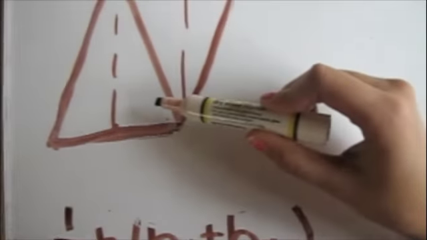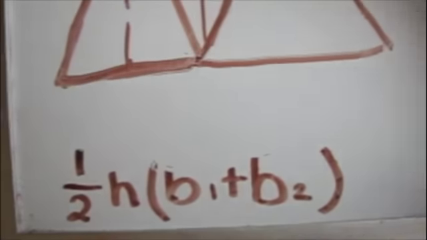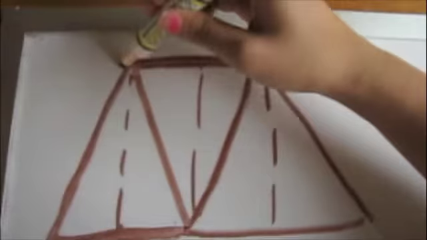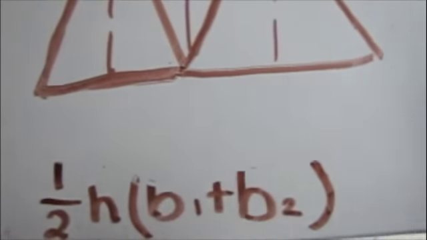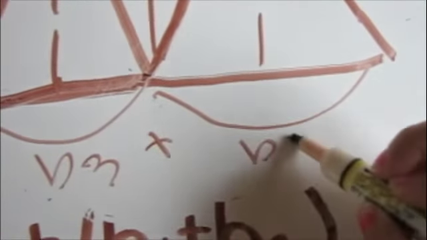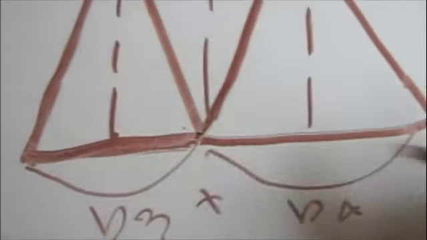From the triangle formula to the parallelogram formula, you can create the trapezoid formula, which is half of height, times base 1 plus base 2. And base 2 is base 3 plus base 4. See how a parallelogram formula creates the trapezoid formula?